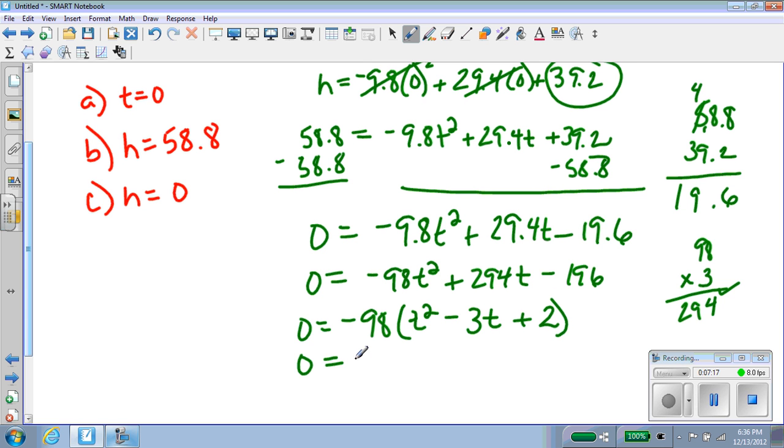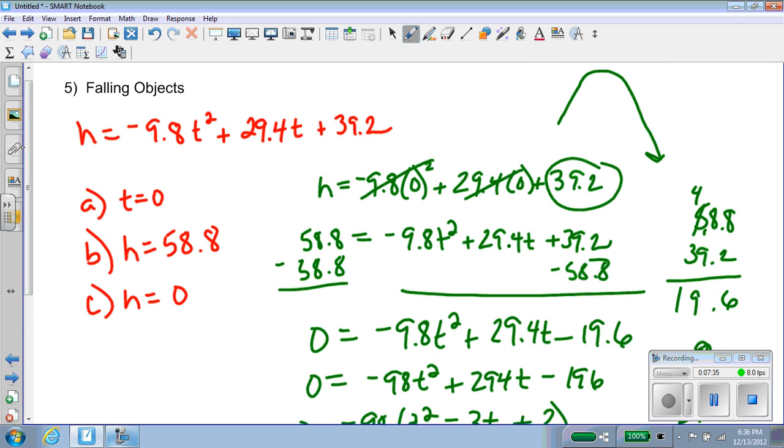So 0 equals negative 98 times t minus 2 times t minus 1. So t equals 2, t equals 1. So our falling object is 58.8 meters off the ground at 2 seconds and at 1 second. So on its way up and then on its way down.